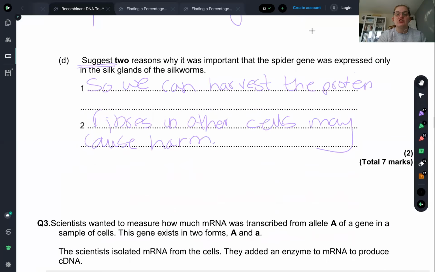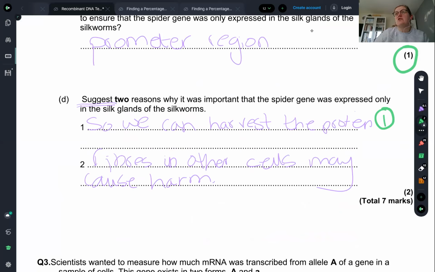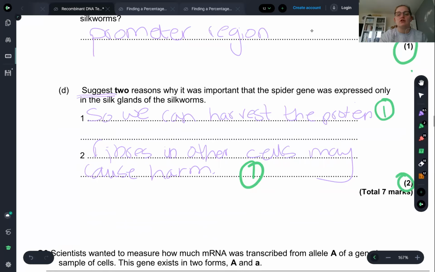And then you're asked to suggest 2 reasons why it's important that the spider gene was expressed only in the silk glands of the silkworm. First reason is so we can harvest this protein really easily. If it's been expressed somewhere else in the silkworm, it's really not useful and we're not going to be able to harvest it easily. The second reason is those spider gene silk fibers, if they were present in other cells, they may cause harm to the silkworm and cause the silkworm to die. So that would get you that final 2 marks for that question.